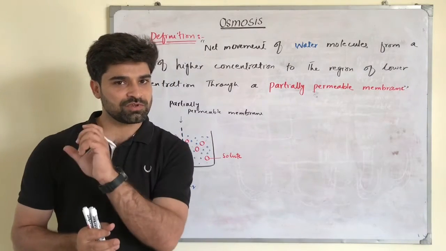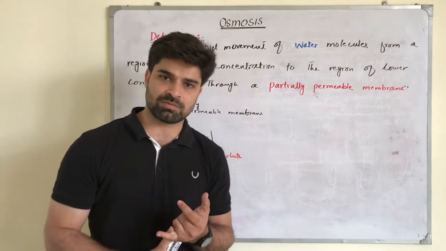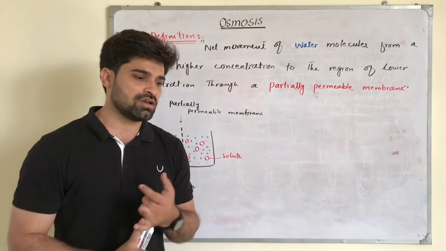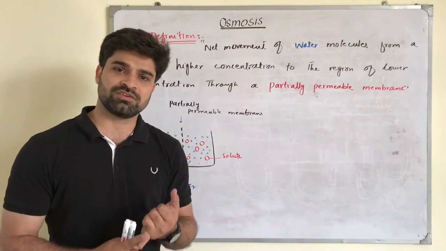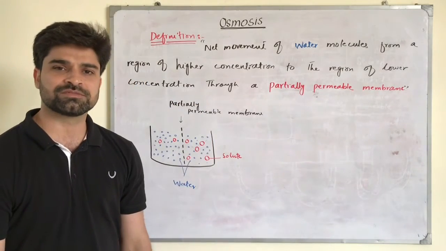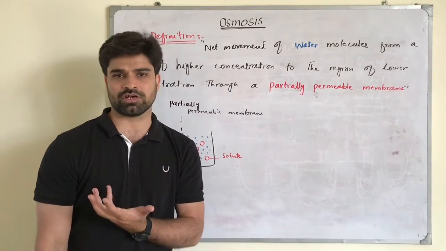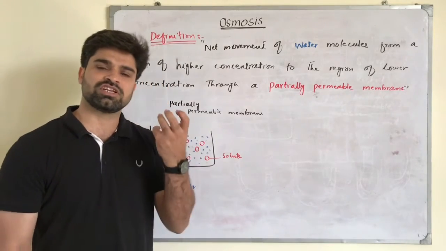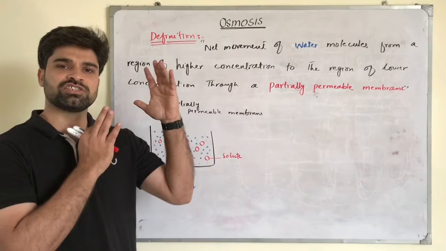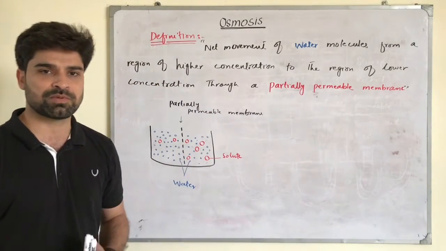Okay, in diffusion we weren't using this term partially permeable membrane, and there was no obligation for the water molecules. But in osmosis, the word osmo means water. In osmosis, there is the movement of the water molecules from the region of higher concentration to the region of lower concentration through the partially permeable membrane.